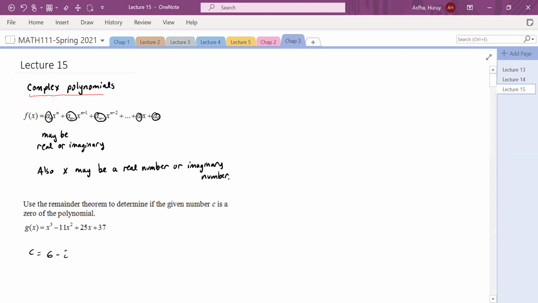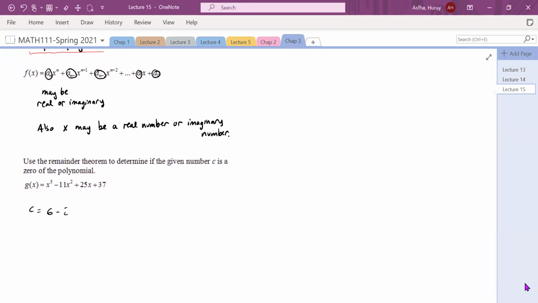Now, just like the real polynomial, we can of course find the zeros of a complex polynomial. For example, we can take this g of x, which is given by this, and determine if c equals 6 minus i, where i is the imaginary number, is a zero of the polynomial or not. How do we know if it is a zero of the polynomial? Well, we will use the remainder theorem.